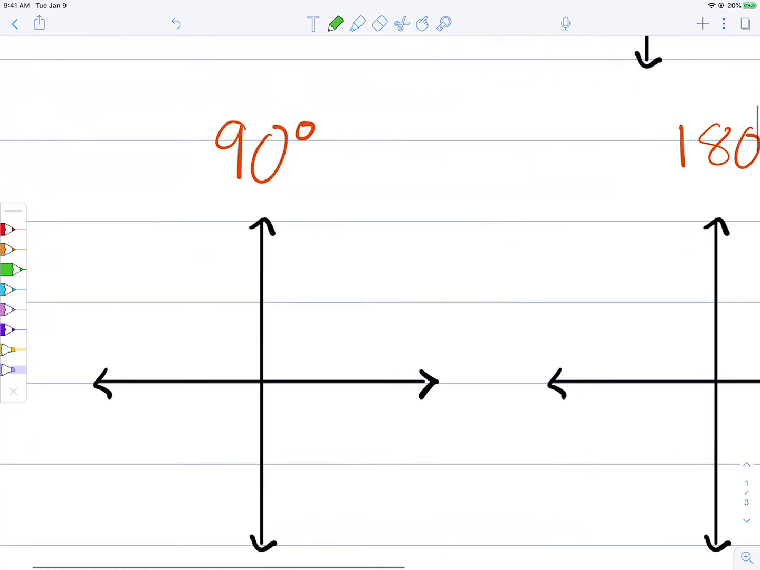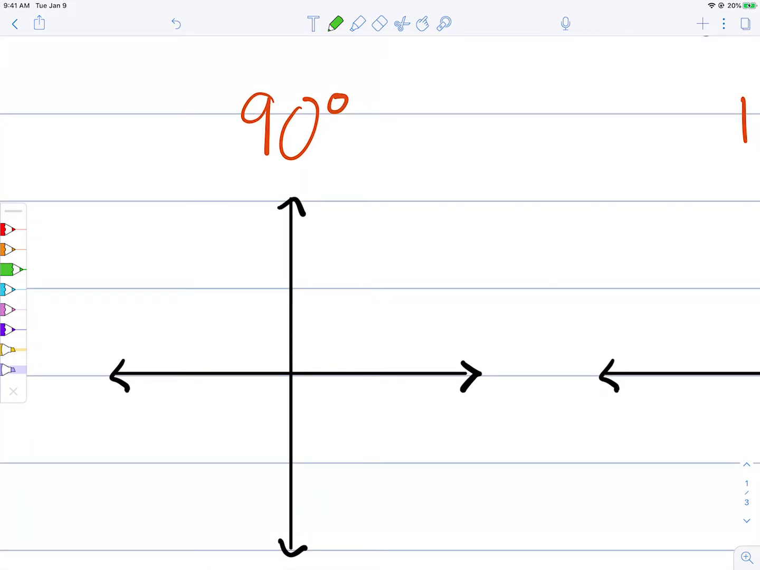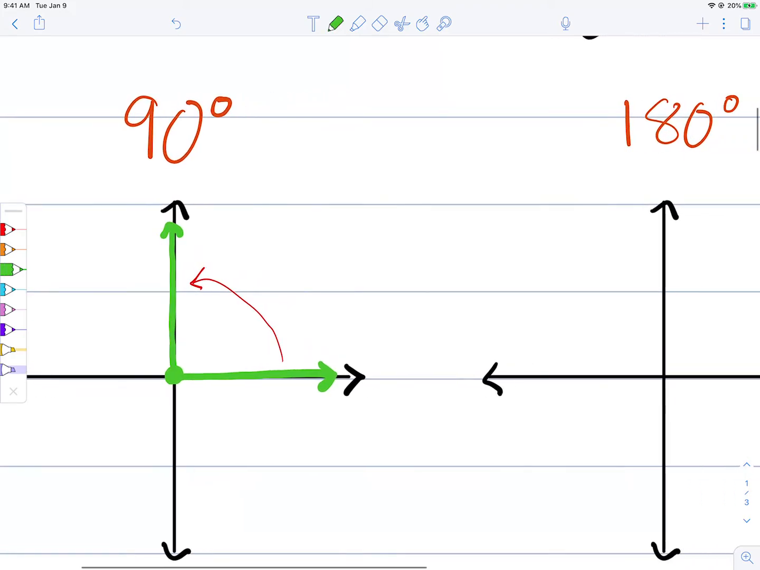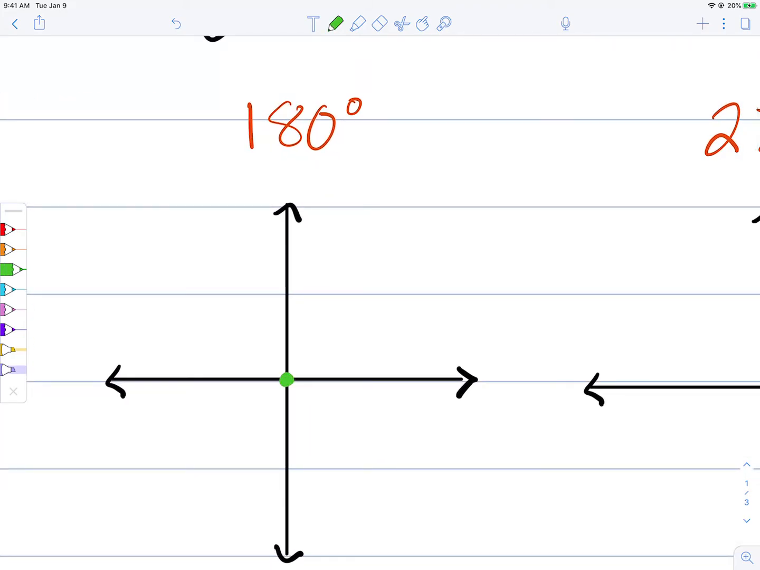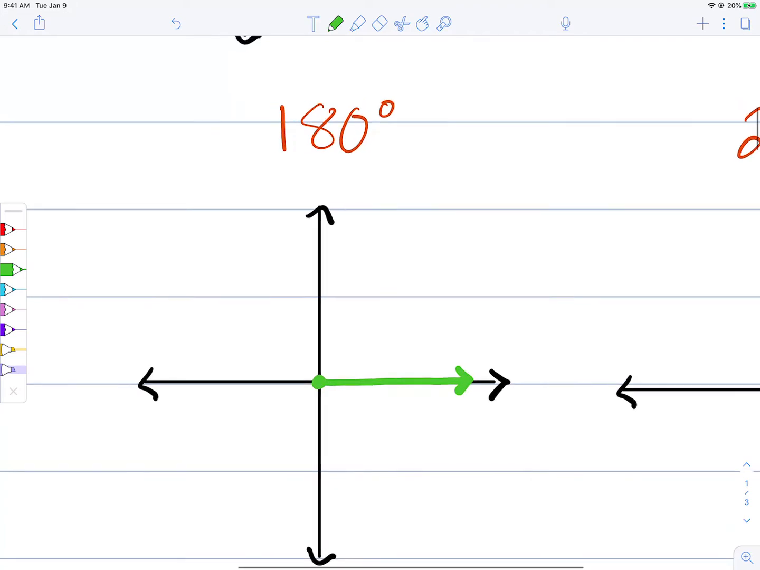So let's go over some basic ones. A 90-degree angle. Well, we have our vertex at the origin, we have our initial side on the x-axis, and 90 degrees is just a nice corner. So there is a 90-degree angle, going from the initial side to the terminal side at 90 degrees. 180 degrees, vertex is at the origin, initial side is on the positive x-axis, and the terminal side would be on the negative side of the x-axis. This is a 180-degree angle.